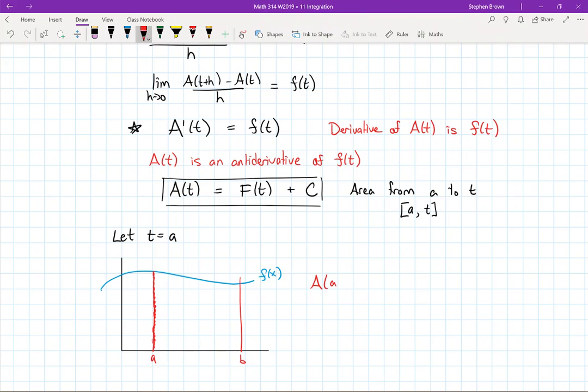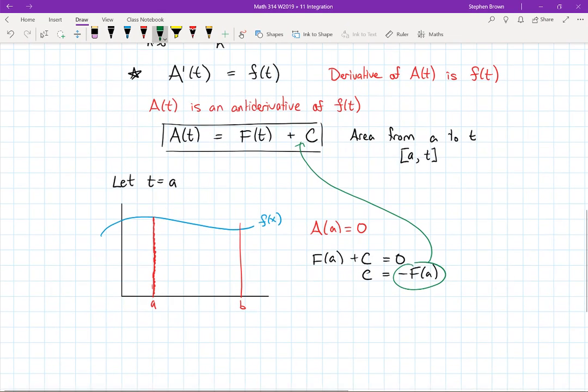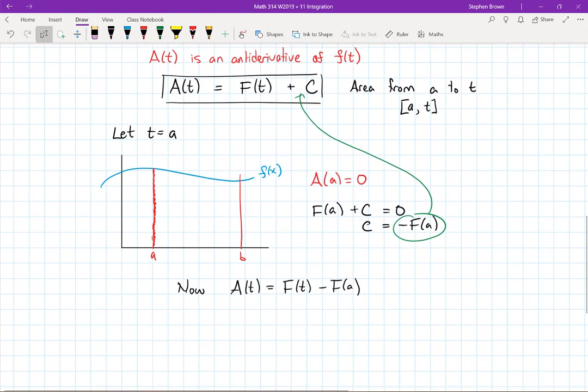Total area up to point a equals 0. Now, using what we found so far, this means that F of a plus c has to equal 0. Well, that tells you c has to be equal to negative F of a. Now we can make that little substitution. We're going to take this negative F of a, we can plug that in here for c. So we can update this. Now we've got that the area up to t is equal to F of t minus F of a, where F is an antiderivative.